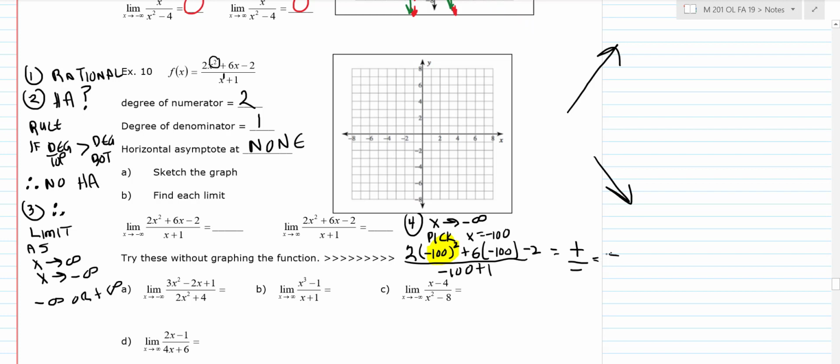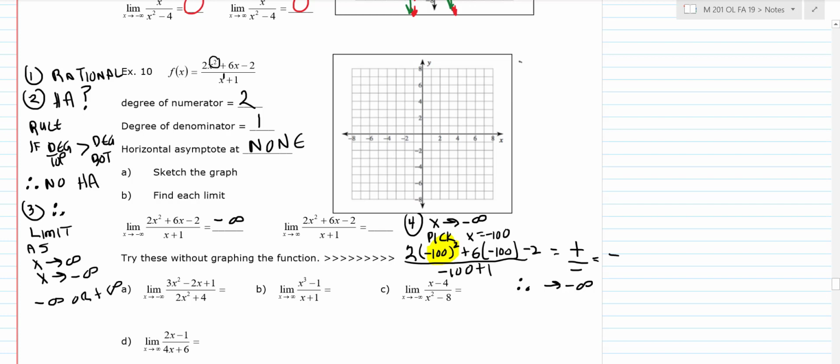Okay, well, that's a negative. Therefore, we are approaching negative infinity. So therefore, the answer to that problem is negative infinity. Okay, that's how you figure it out without graphing. All right. Okay, so by the same logic, we apply this.